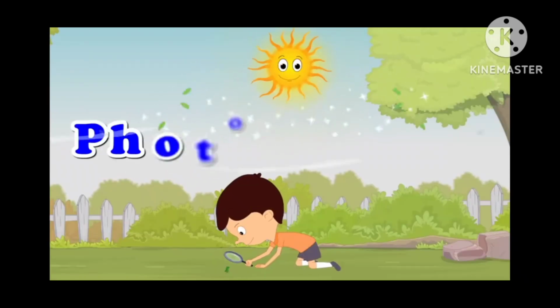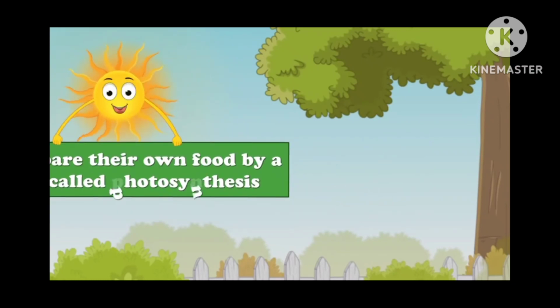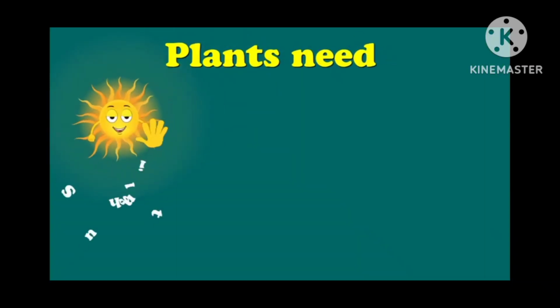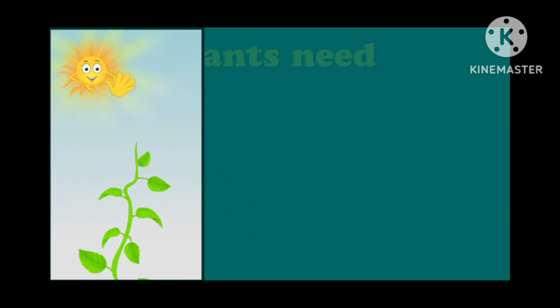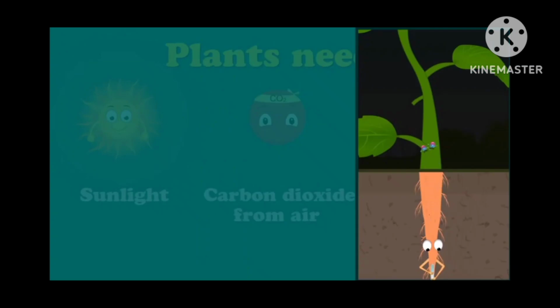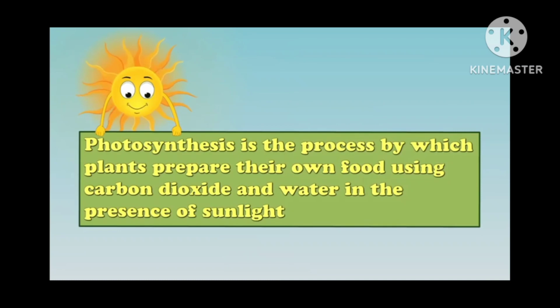Next is photosynthesis. Plants prepare their own food by a process called photosynthesis. Photo means light and synthesis means putting together. Plants need sunlight from the sun, carbon dioxide gas from the air and water from the soil to prepare their own food. So, photosynthesis is the process by which plants prepare their own food by using carbon dioxide gas from the air and water from the soil in the presence of sunlight.